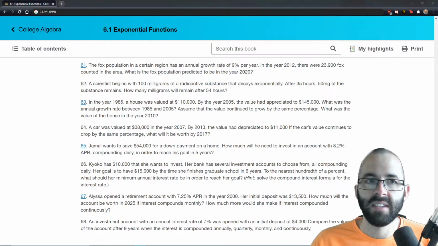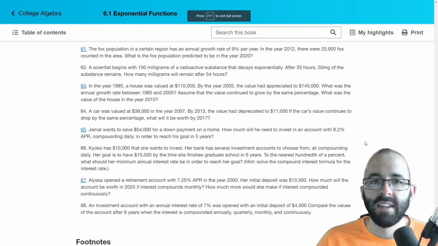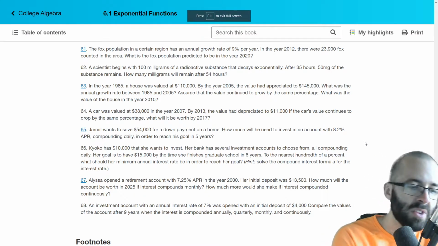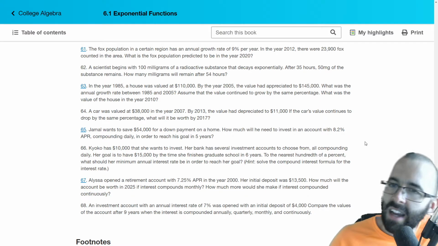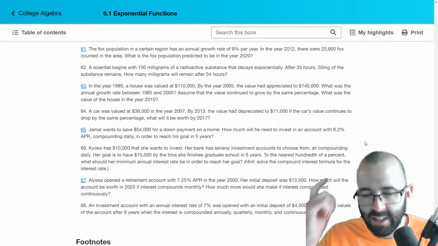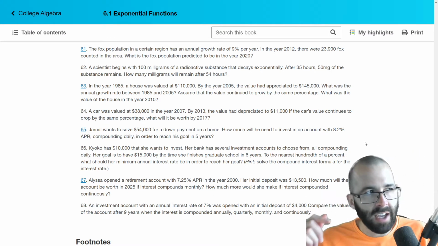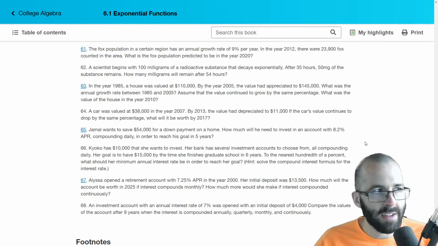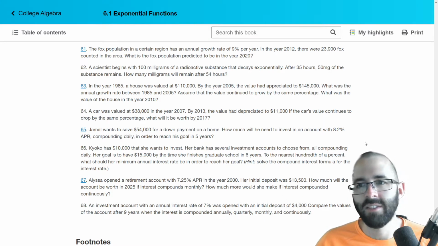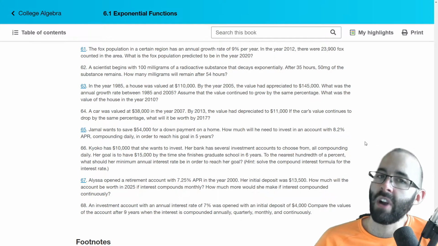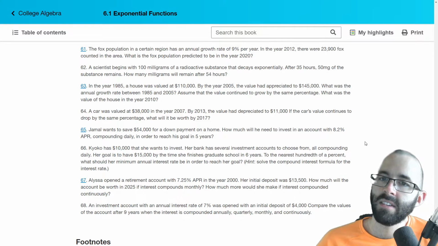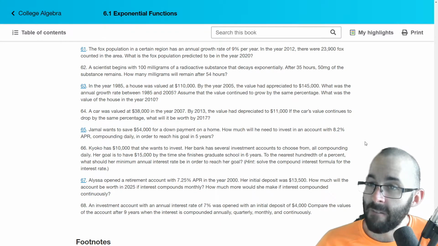All right. The problem has a scientist, call it a mad scientist. This mad scientist begins with 100 milligrams of a radioactive substance, and that's decaying exponentially. Growth, decay. Okay, it's going to be decay. After 35 hours, only 50 milligrams remains. How many milligrams are going to remain after 54 hours?